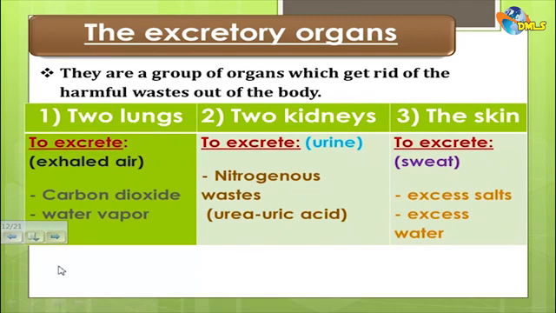The excretory organs are a group of organs which get rid of the harmful wastes out of the body. We have three excretory organs here. Number one, the two lungs. They excrete what? Yes, they excrete exhaled air, carbon dioxide and water vapor. Number two, the two kidneys. They excrete nitrogenous wastes, and they can also excrete the excess salt and excess water in the form of urine. Number three, the skin, to excrete sweat, which is excess salt and excess water.